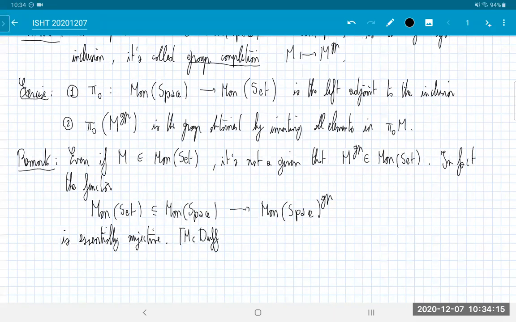I put the precise reference in the notes. Macduff, 1979. And there is a fun little example of a discrete monoid whose classifying space is S two. I'll have to check the details to see if it's doable to give it to you as an exercise, but you can really get whatever you want.